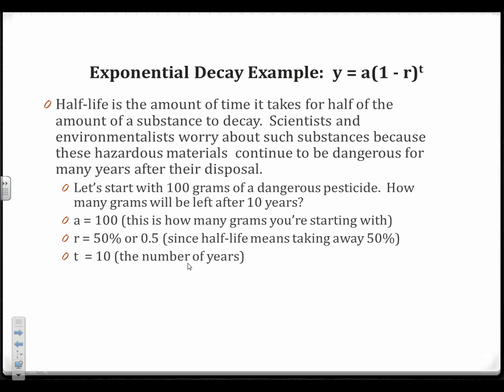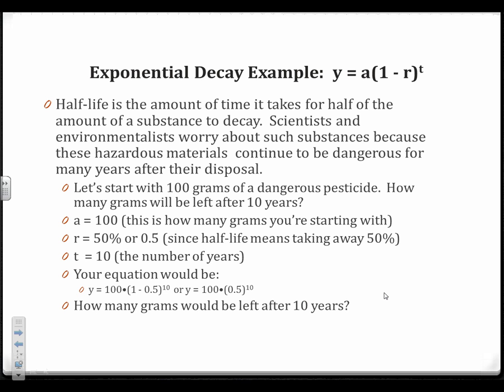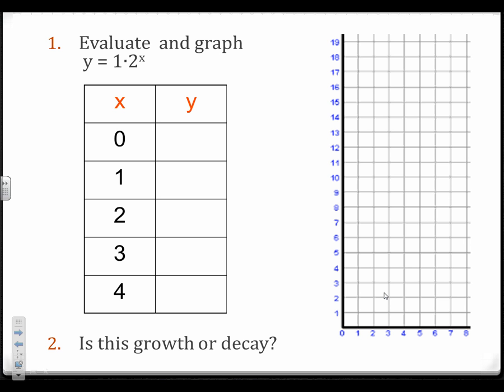So in my equation, I'm going to have y equals, there's my A, times 1 minus R to the T. And you can simplify 1 minus R and get 0.5. So how many grams would you have left after 10 years? You would have 0.09766 grams.